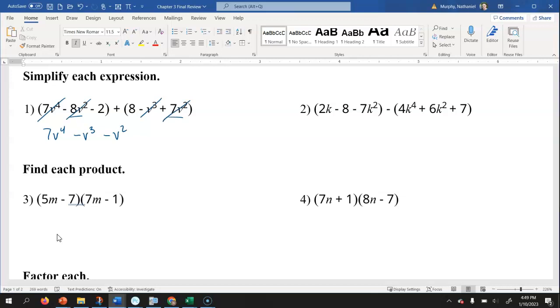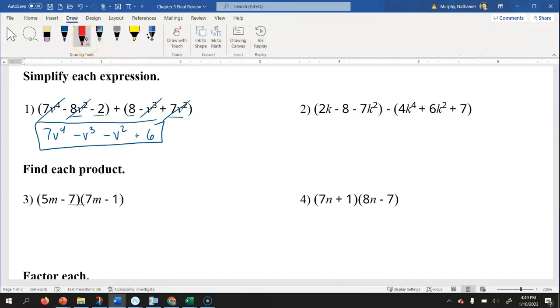And then let's go down to the v's. There is no plain old v's, so if you put plus 0v, that's totally fine, not necessary. But then for our constants, we have negative 2 and 8. If we add those together, we'd get a positive 6. So that would be your answer for the first one.